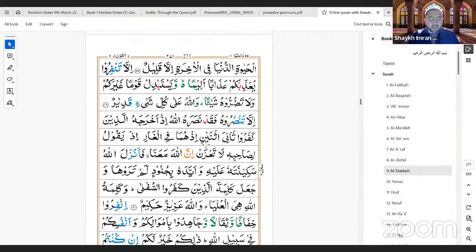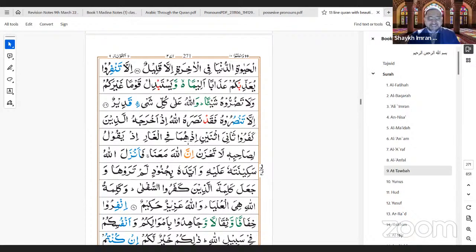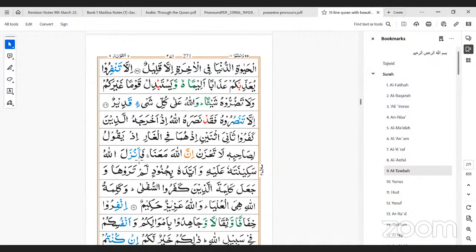Bismillahir-Rahmanir-Rahim. Idh huma fil ghar. Exactly, a very nice example. Idh huma fil ghar idh yaqulu li sahibihi la tahzan. Do not be sad, do not be grief stricken. Inna Allaha ma'ana. Surely Allah is with us.